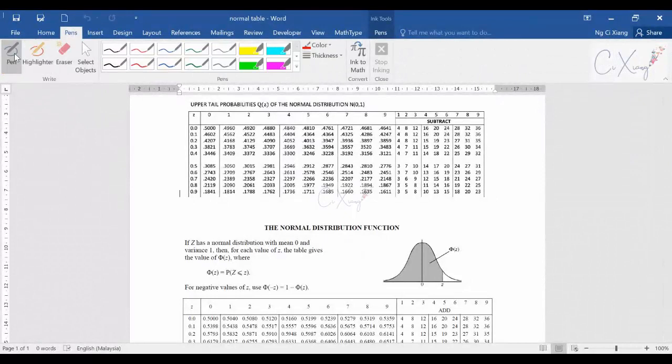The table on top here, I just took out part of it. I didn't take out the whole table. This table is the SPM normal table. Okay, so the bottom one here is the A-level normal table.